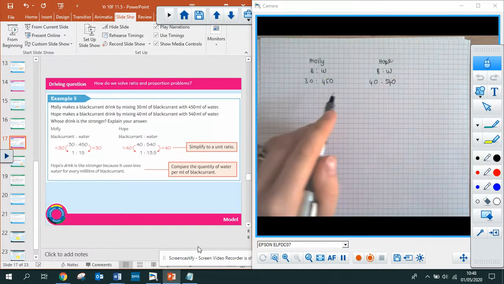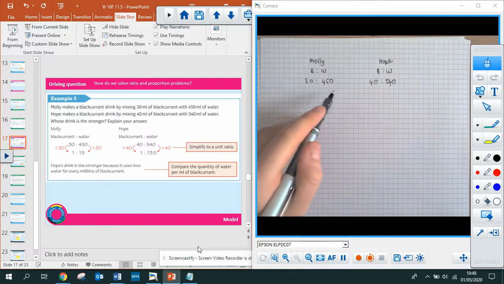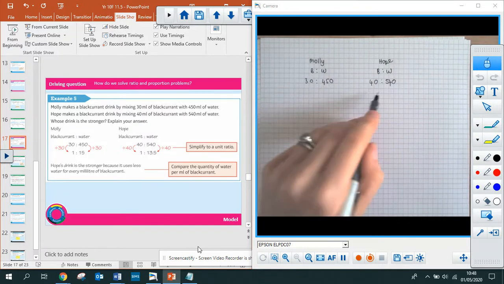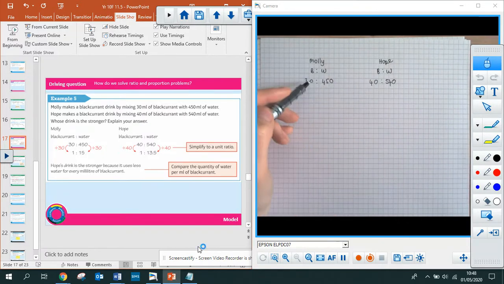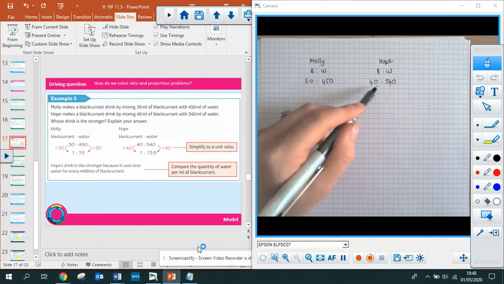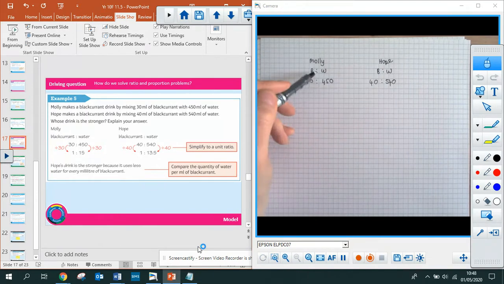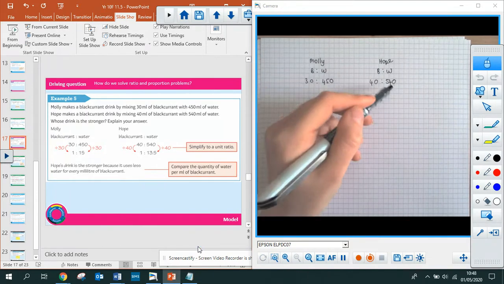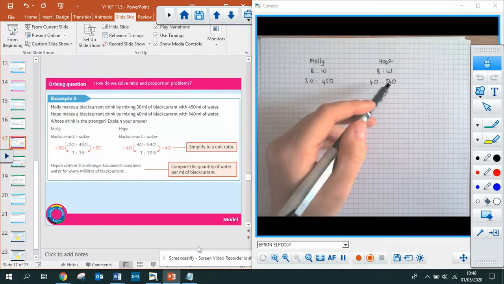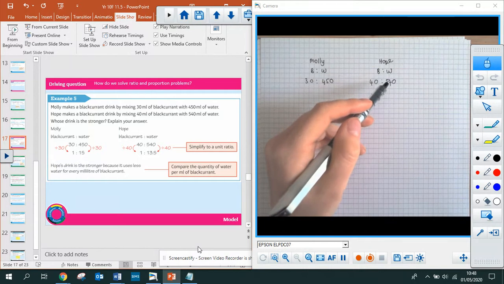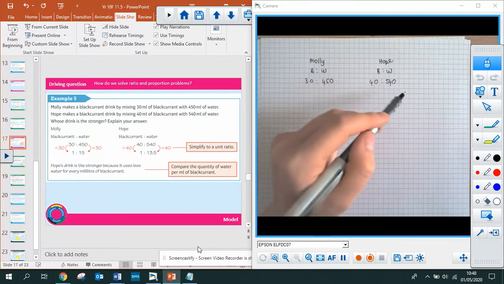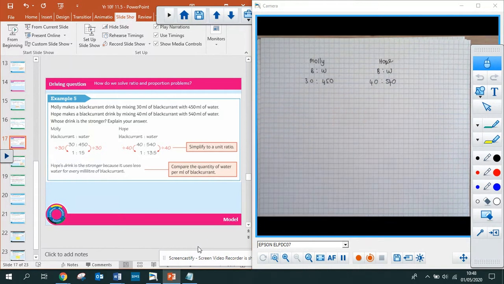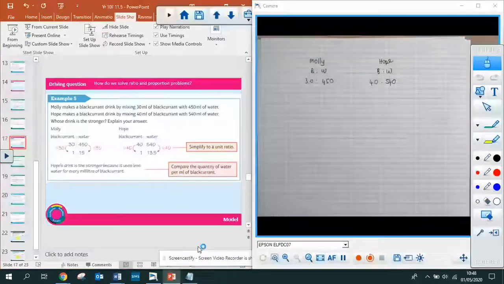Okay, so as you can see, they're not directly comparable at the moment because they don't put the same of anything in. Okay, Molly's got 30 millilitres of blackcurrant, Hope's got 40. But Molly's got less water and Hope's got more water. So you couldn't say, oh, Hope's is stronger because she's put more blackcurrant. Well, no, because she's put more water. So we need to get it to a unit ratio first so that you can check and be accurate.